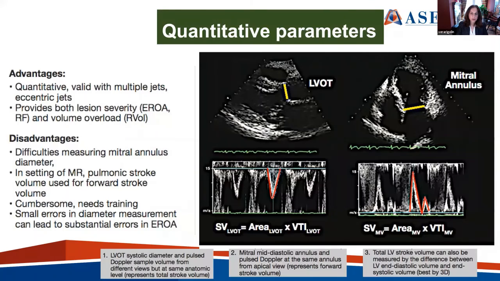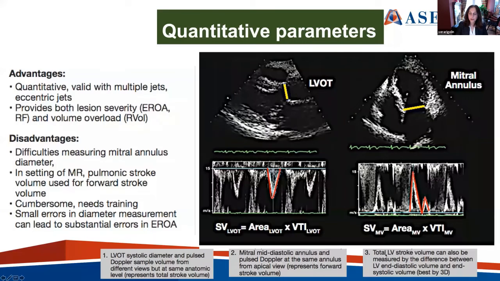So here's an example of how we can do that. In this case, we're measuring flow across the LVOT and flow across the mitral valve and comparing the two. The calculation for stroke volume of the LVOT is the area of the LVOT times the LVOT VTI. The stroke volume across the mitral valve is the area of the mitral valve times the VTI of the mitral valve. Keep in mind that the VTI here needs to be at the annulus, not at the leaflet tips. And then we would simply subtract one stroke volume from the other.